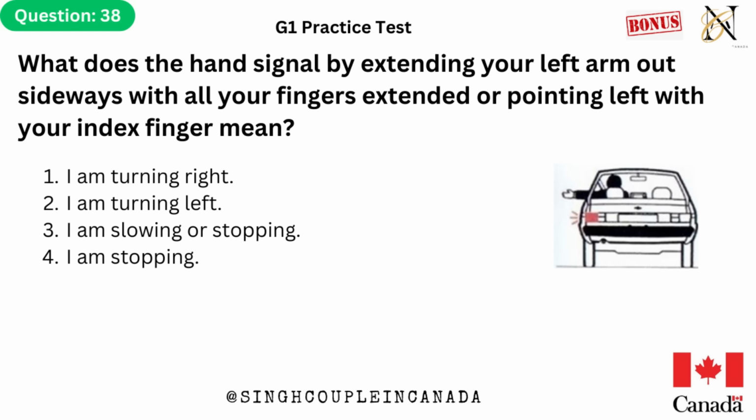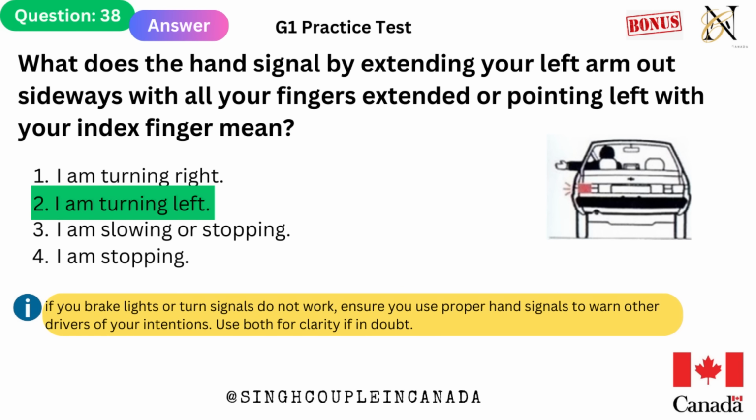What does the hand signal by extending your left arm out sideways with all your fingers extended or pointing left with your index finger mean? 1. I am turning right. 2. I am turning left. 3. I am slowing or stopping. 4. I am stopping. The answer is 2. I am turning left. If your brake lights or turn signals do not work, ensure you use proper hand signals to warn other drivers of your intentions. Use both for clarity if in doubt.